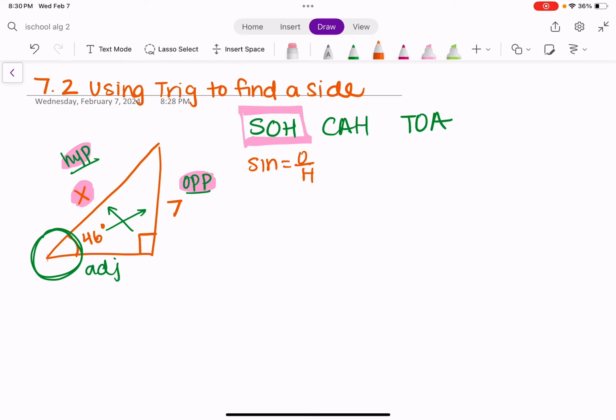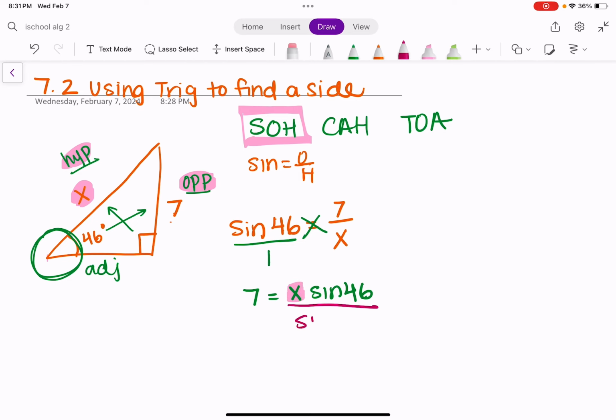So I'm going to write out my equation. I know the sine and I know my angle. The sine of 46 equals, well, my opposite is 7 and my hypotenuse is x. When I have an equation like this, where x is at the bottom, I like to put this over 1 and cross multiply. So 7 times 1 is 7, and x times sine 46 is just x sine of 46 degrees. Now I need to solve for x. I can do this by dividing by sine of 46.